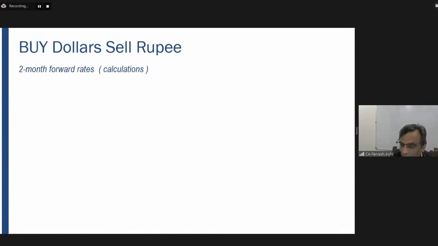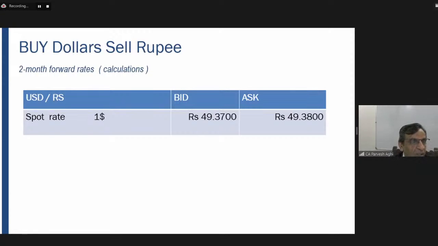So the 2 months forward rates are given to you. Fine. The spot rate is $1 equal to 49.37 and 49.38. Now we are going to buy dollars at the 2 months forward rate, so we must first calculate the 2 months forward rate, because this person is going to take a forward contract 2 months from now. Today he's going to take a forward cover at the 2 months forward rates.